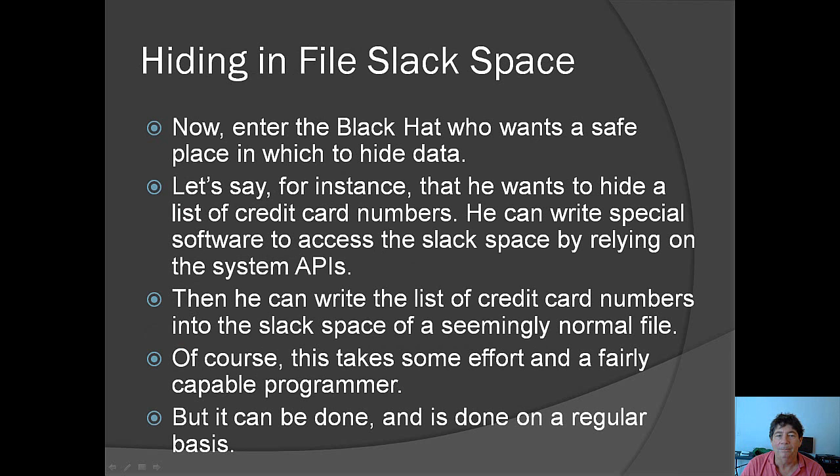So now, enter the black cat who wants a safe place in which to hide data. Let's say, for instance, that he wants to hide a list of credit card numbers, or a list of passwords, or a list of really anything. He can write special software to access the slack space by relying on the system APIs.